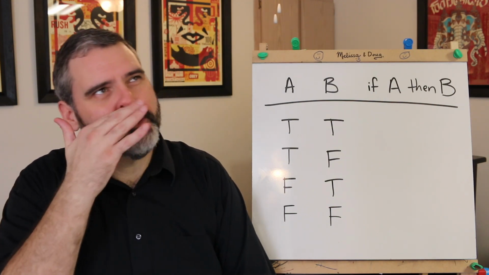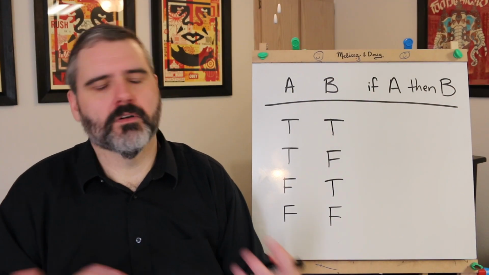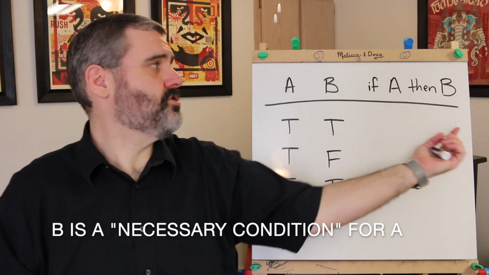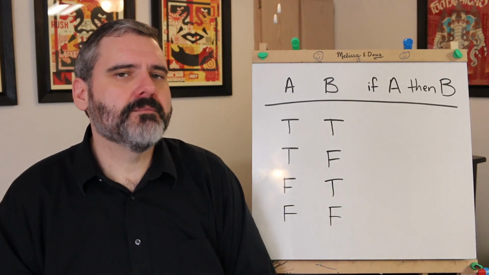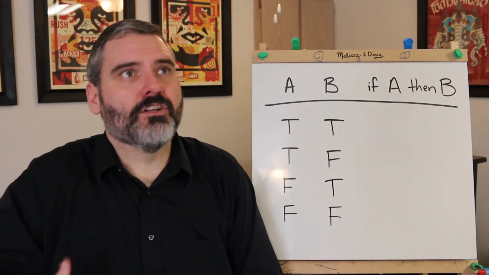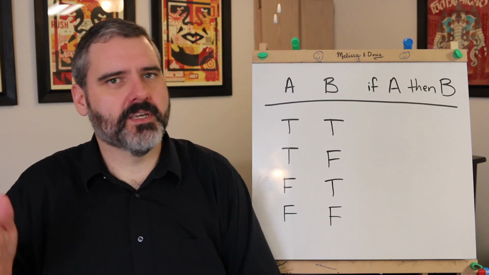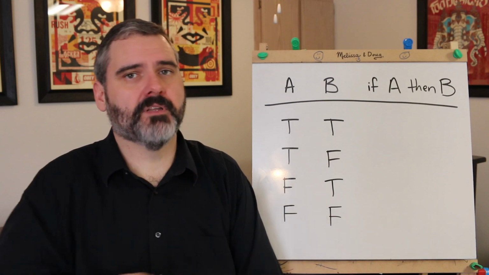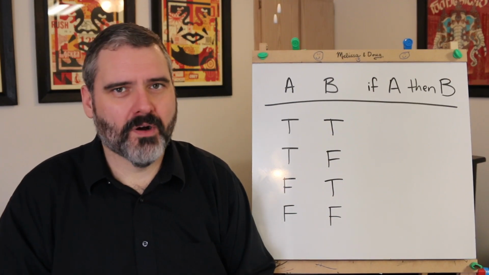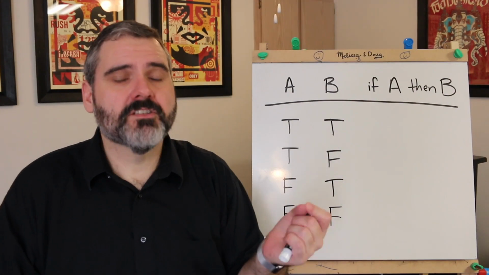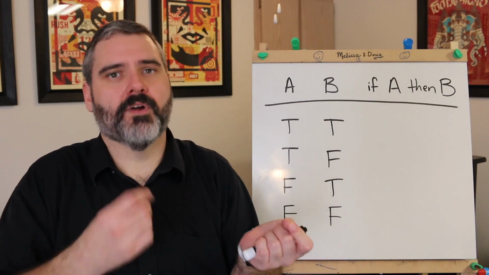This one gets a little bit tricky, but it is often used, which is to say that B is a necessary condition for A. That doesn't mean that B alone having existed implies A, right? Just because A implies B does not mean that B implies A. It doesn't go back and forth. But what it means is that B must be there in order for A to be true.